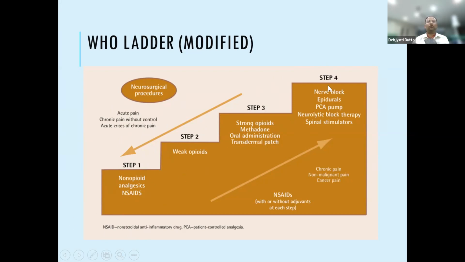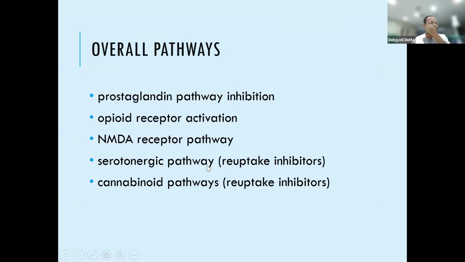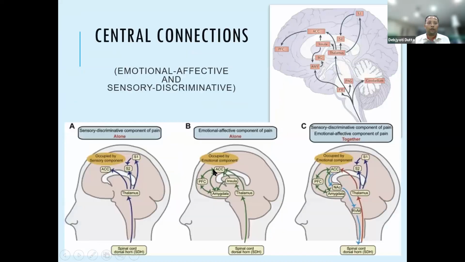mostly this is used, or can be used for non-malignant pain also. If it is chronic, then we will start from step 1, step 2, step 3, like that. Okay, for acute pain from up to down. So this is the whole modified ladder. Okay, so overall pathways. Before that pathway, I will show you one.